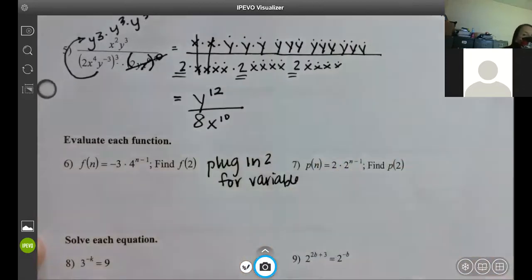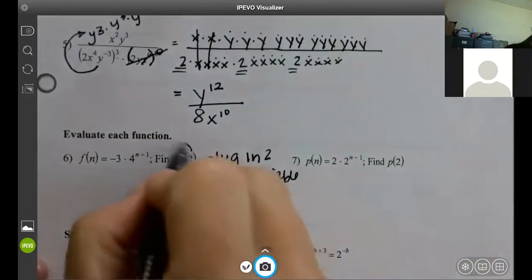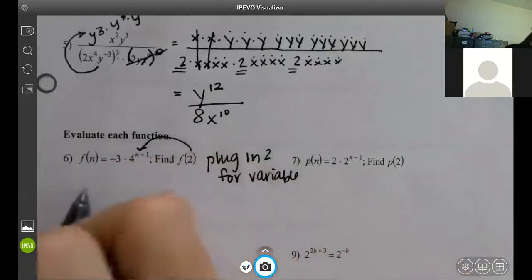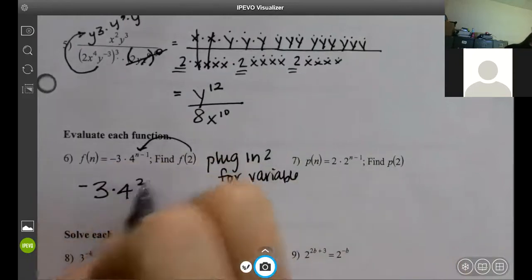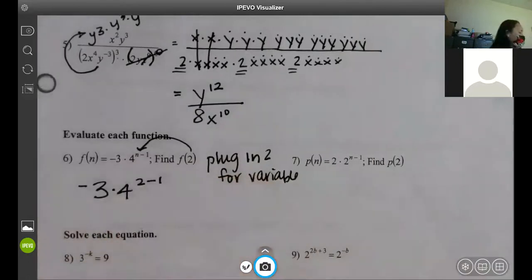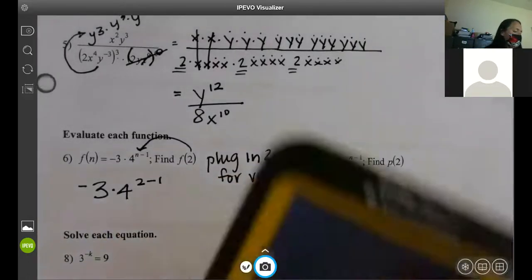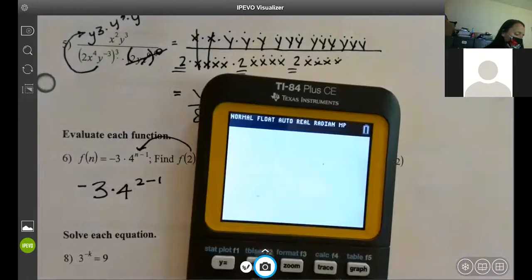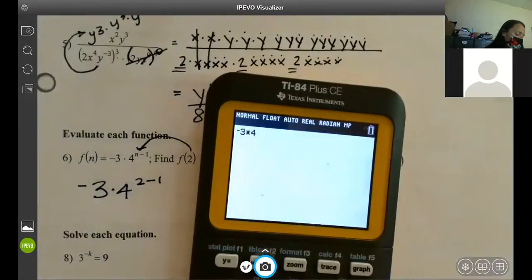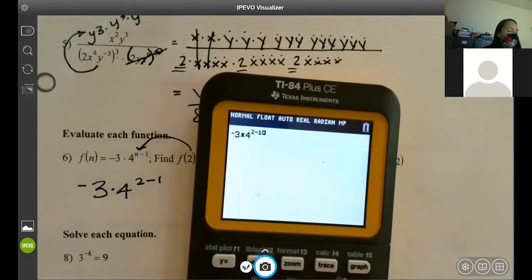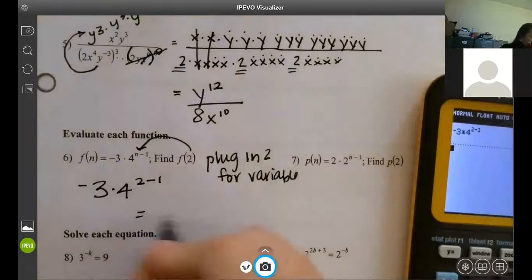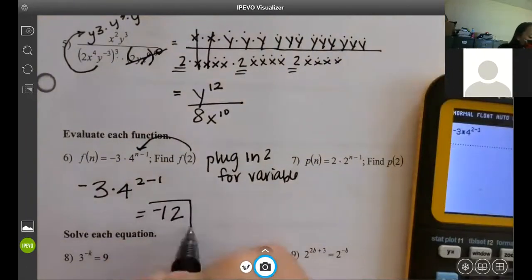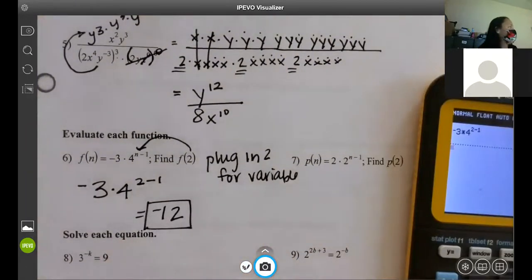We're going to plug in 2 for the variable. We're going to stick it right here, and we're going to use our calculator. -3 times 4 to the 2 minus 1. You literally just put that in your calculator. -3 times 4 to the 2 minus 1. What did it give us? -12. I'm going to just talk to myself today, I guess. Cool.